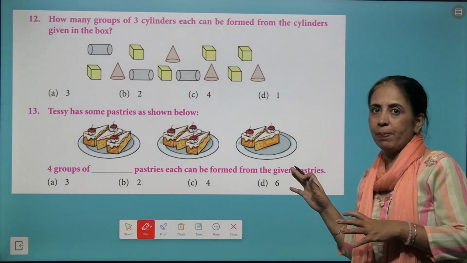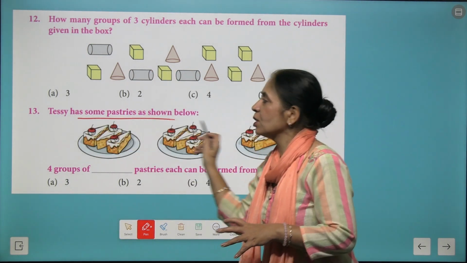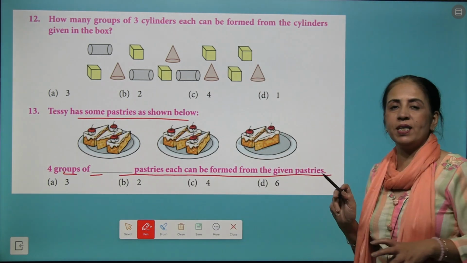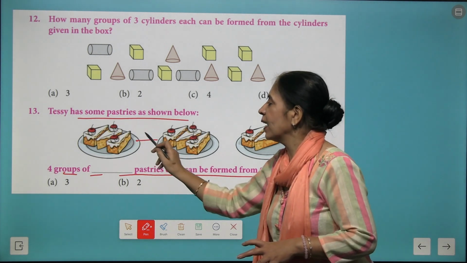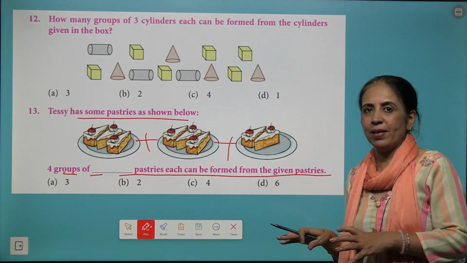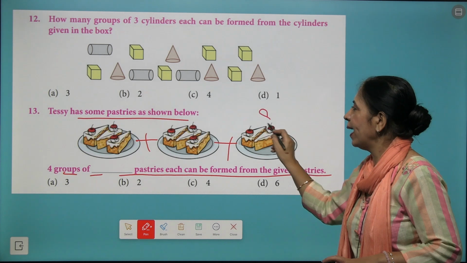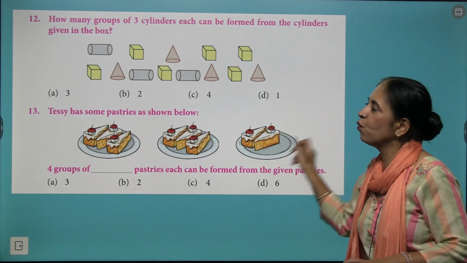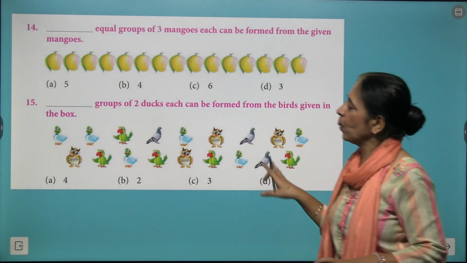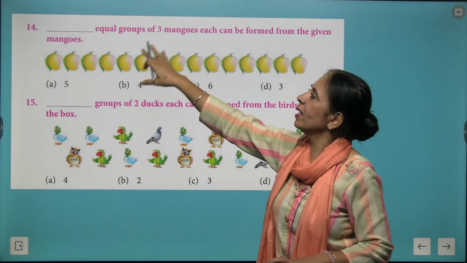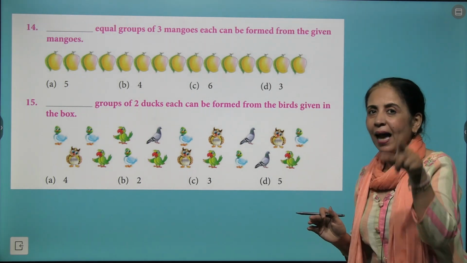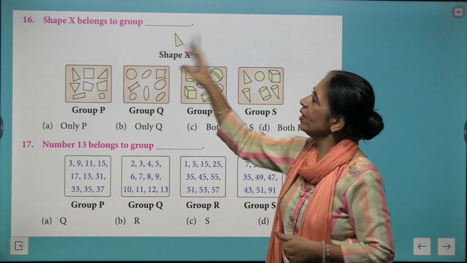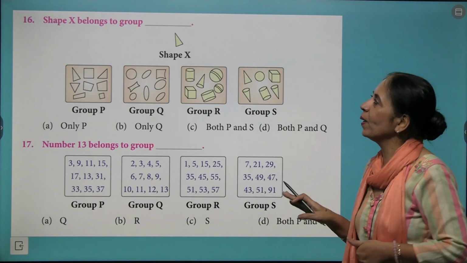Now here the question is a bit different. We have Tessie. She has brought some pastries and 4 groups of dash pastries each has to be formed. So first thing is we will add the total pastries. We'll get the number 8, and then this 8 is to be divided in groups of 4. Understood? Now next question is you need to make equal groups of 3 mangoes. Can you do it? That's cool. Here we go.